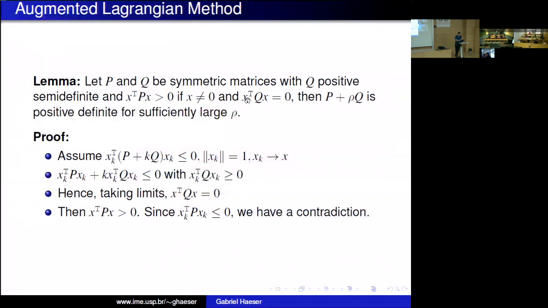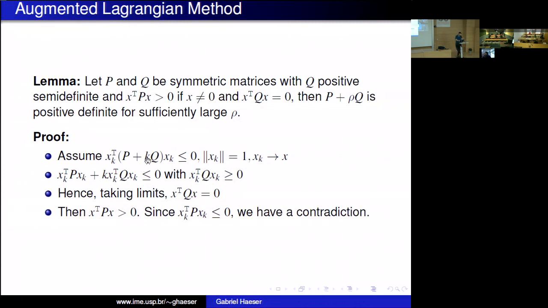And then under these conditions, we will show that this matrix, P plus rho Q, the Hessian of the augmented Lagrangian, is positive definite when rho is large enough. So this is the proof. Let's assume that this is not the case. So no matter how large I take rho, this matrix will never be positive definite. So I can take rho in this form k. So I take an increasing sequence of rho here, so take every natural number.